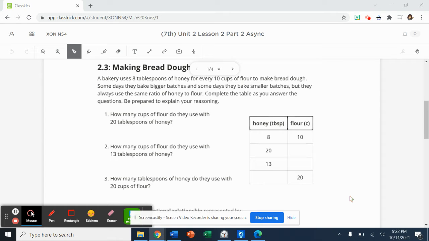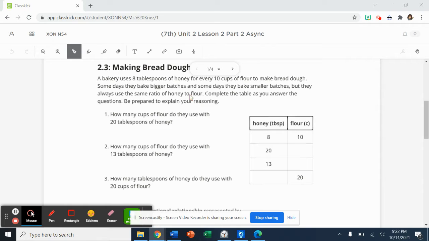In today's class, we finished Unit 2, Lesson 2. We left off in yesterday's video at 2.3, making bread dough. It says, a bakery uses 8 tablespoons of honey for every 10 cups of flour to make bread dough. Some days they bake bigger batches, and some days they bake smaller batches. They always use the same ratio of honey to flour.